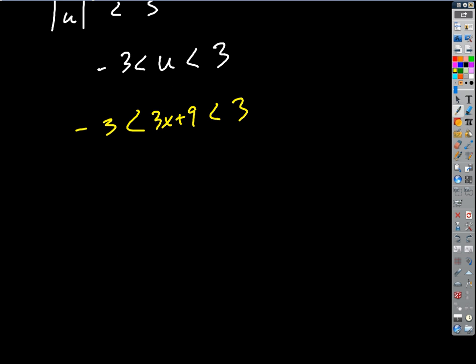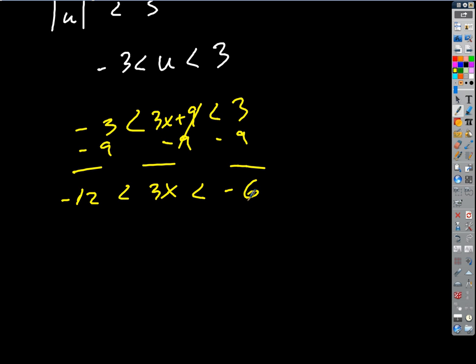What are the steps to solve for x? Do you remember how to deal with that? What do I do? Minus 9. Okay, I'm going to have to isolate x, but in order to isolate x, I've got to subtract 9 and divide by 3 to all 3 parts of this inequality, right? So we'll subtract 9, and that gives me negative 12, 3x, and negative 6, right? Now what?